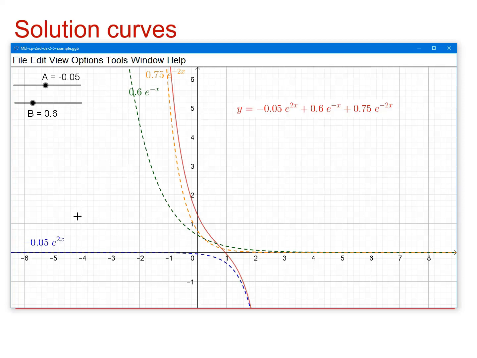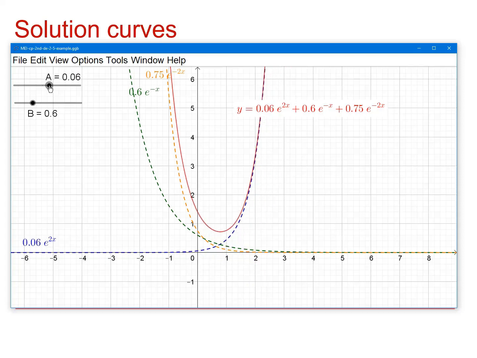Now I've got a negative value for a, which means that my e to the 2x is actually mirrored. It's flipped over and pointing downwards. If I bring a up to be positive, you'll see that I've got a more recognizable e to the 2x type curve, and the red curve is tracking that very closely.